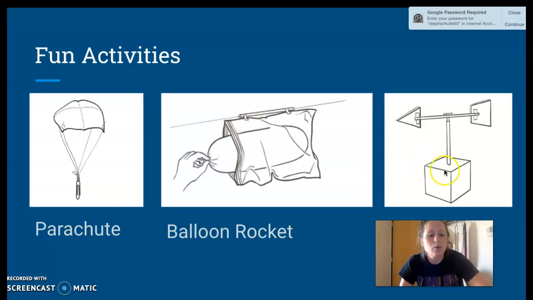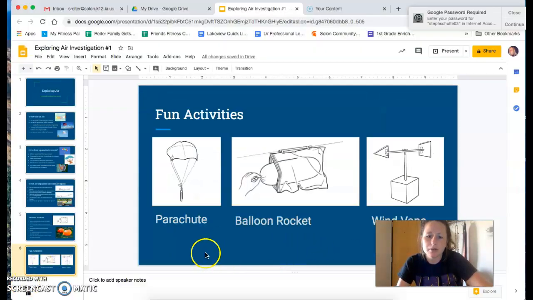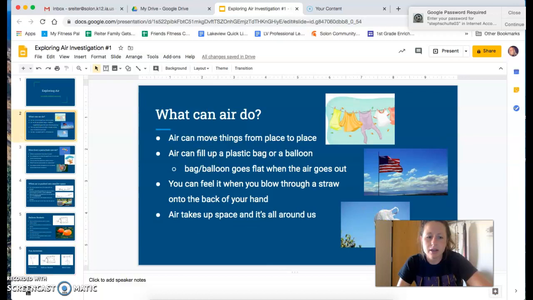And then this is called a wind vane, and this helps us tell the direction of the wind. So you can make a wind vane at home. I hope you learned a lot about balloon rockets and parachutes and wind vanes and exploring air. Really quick, I want to show you that air can move from place to place, and it takes up space and it's all around us.